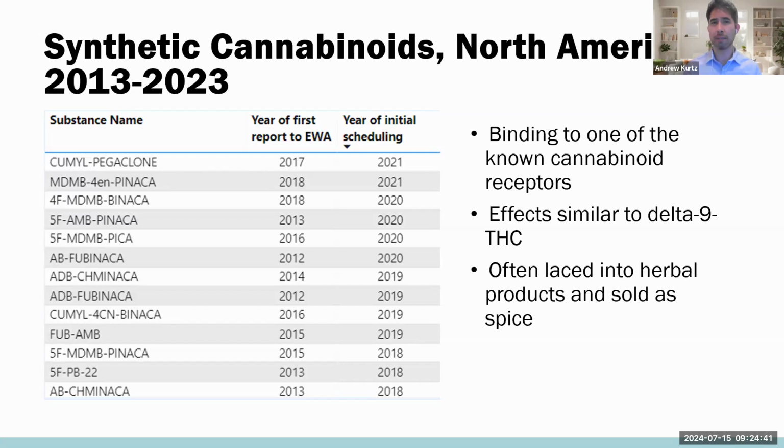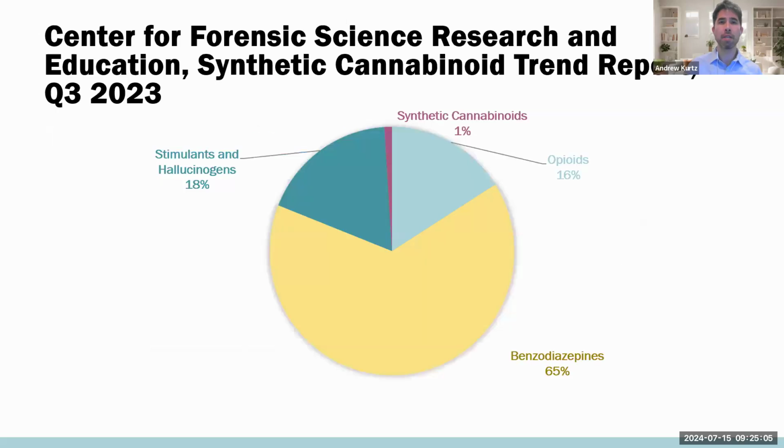Each of these substances is known to bind to a cannabinoid receptor, and their effects are similar to delta-9 tetrahydrocannabinol, which is the typical cannabinoid product that we might see, something like marijuana or cannabis. These are often laced into herbal products and sold as what we call spice.